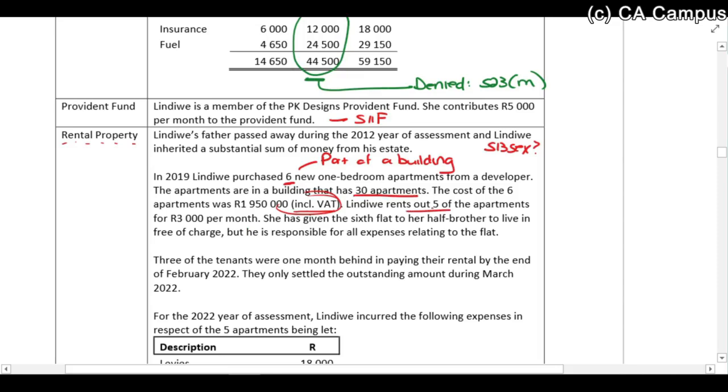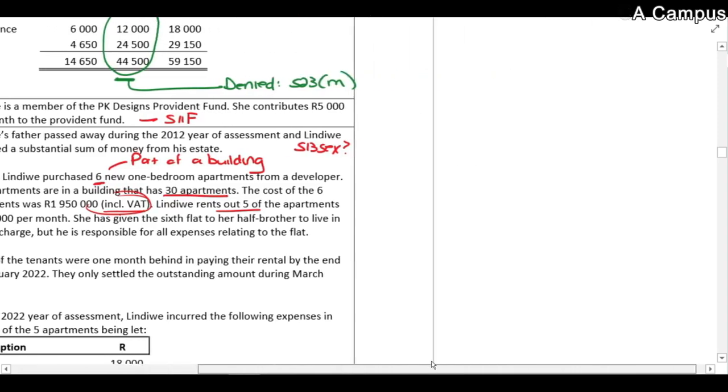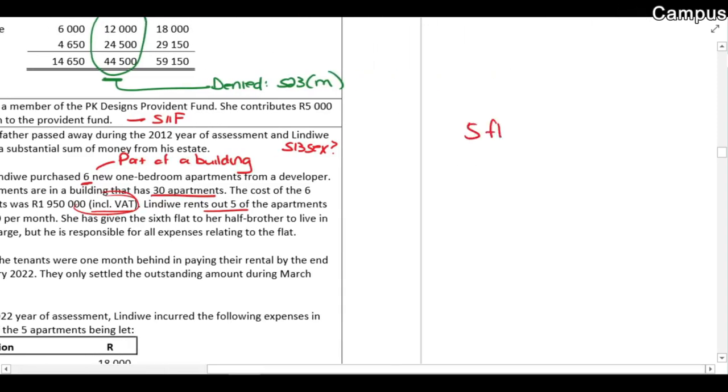She rents out 5 of the apartments for 3,000 rands per month, and she has given the 6th flat to her half-brother to live in free of charge, but he is responsible for all the expenses relating to the flat. So 5 flats, let me show it like this, is used in production of income, and 1 flat not used.